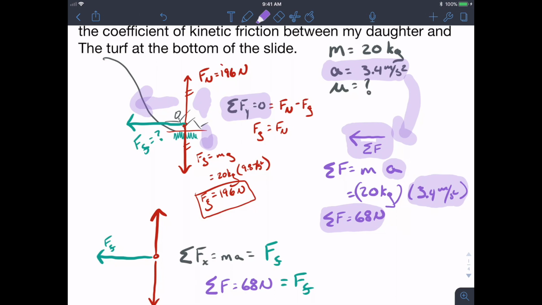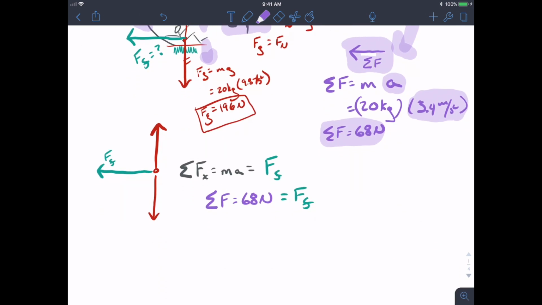Now, how do we use this to figure out the force of friction? Well, you can come down here to your force statement. The sum of the forces in the x direction is going to be equal to mass times acceleration. And because my daughter was experiencing an acceleration, we would include that in there. And then the only other force we have in the horizontal direction is the force of friction. So the net force acting on my daughter, which was 68 newtons, is going to be equal to the force of friction in this problem.